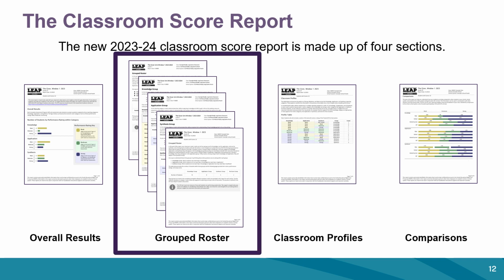The grouped roster section organizes students into three groups: those who scored weak or moderate on each of the three sections: knowledge, application, and synthesis. The reflections guide is organized around these groups. In addition, the profile section of the classroom report shows all of the score profiles and how many students are in each group for a more fine breakdown of your class. Please make sure that you have a classroom score report near you before proceeding to the rest of this video.